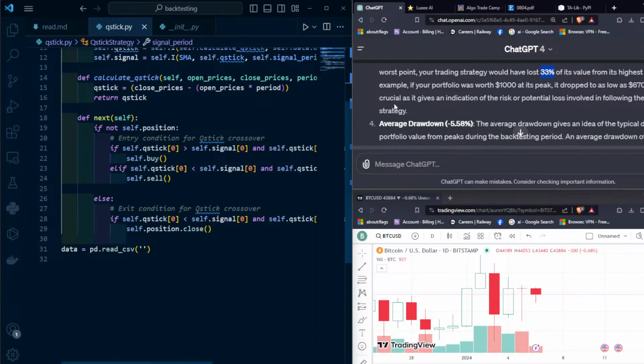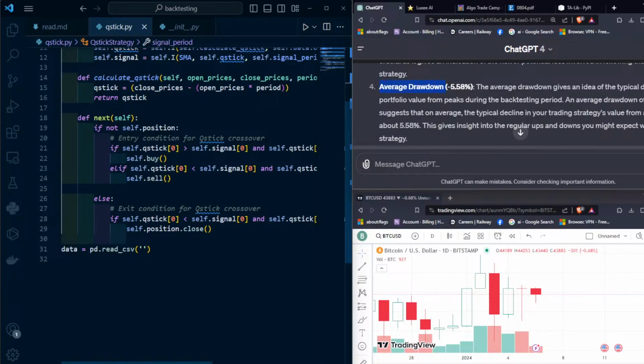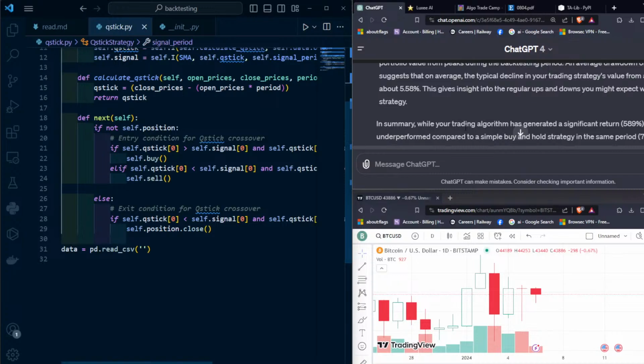Okay, this metric is crucial as it gives an indication of the risk or potential loss involved in the trading strategy. Average drawdown is the same concept, but it's calculating the average, not the max. The average drawdown gives an idea of the typical decline in the portfolio value from peaks during the backtesting period. An average drawdown of minus 5.5% suggests that on average the typical decline in your trading strategy's value from a peak was about 5.5%, 5.6. This gives insight into the regular ups and downs you might expect when using this strategy.